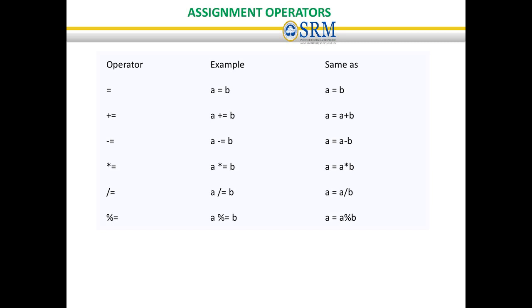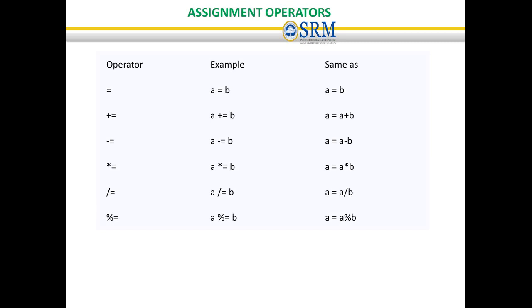The first one is equal to, the simple assignment operator. It assigns a value from the right side operand to the left side operand. The next one is plus equal to, the add and assignment operator. It adds the right operand to the left operand and assigns the result to the left operand. The third one is minus equal to, the subtract and assignment operator. It subtracts the right operand from the left operand and assigns the result to the left operand.